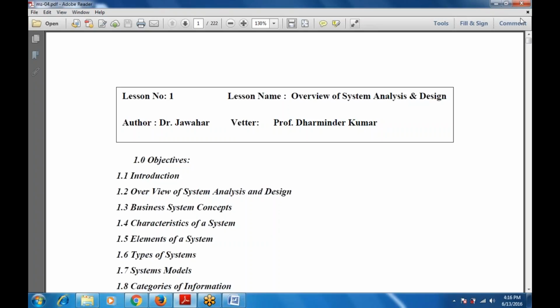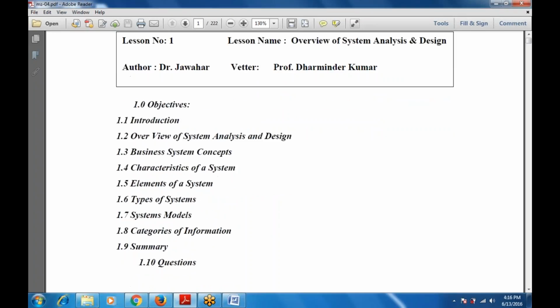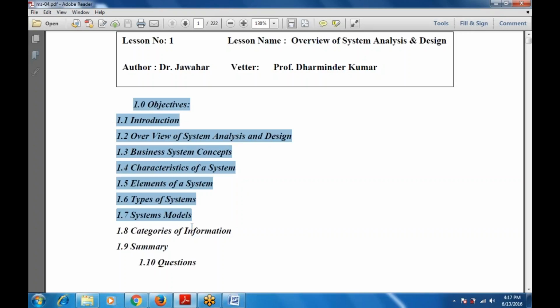So let's start with this one, that is the overview of the system analysis and the design. First part is the objective, then there is the introduction. After the introduction, there is an overview of the system analysis and the design. Then 1.3 is business system concepts, then characteristics of a system, elements of a system, types of a system, system models, categories of information, and summary. After this, there are multiple questions. These start from 1.0 and go till 1.10.